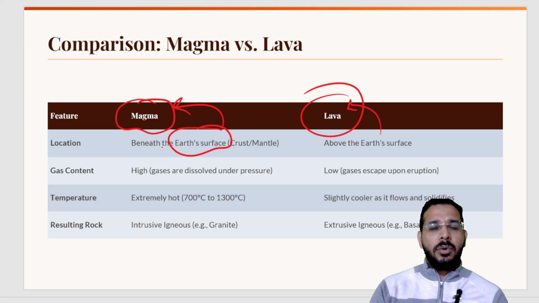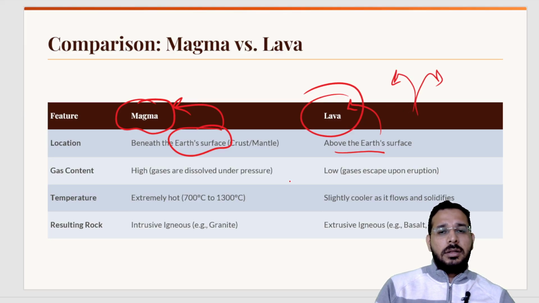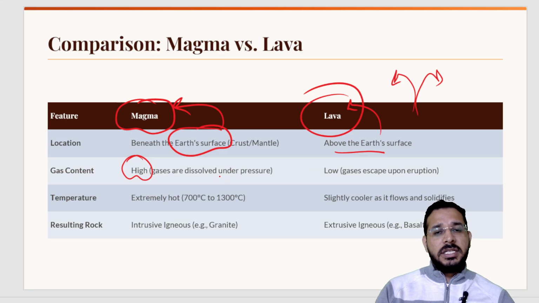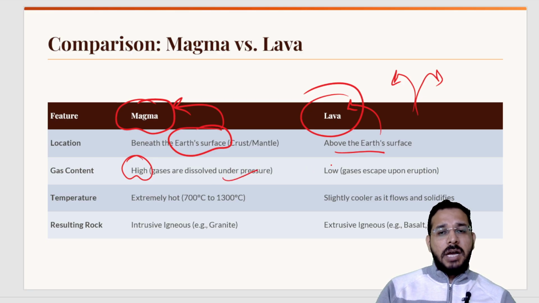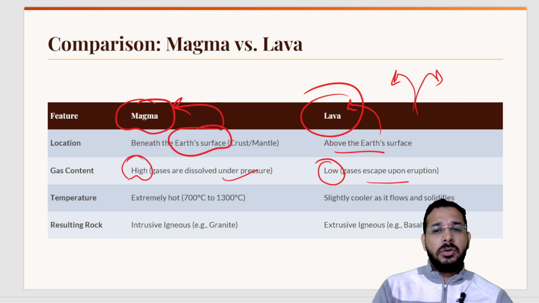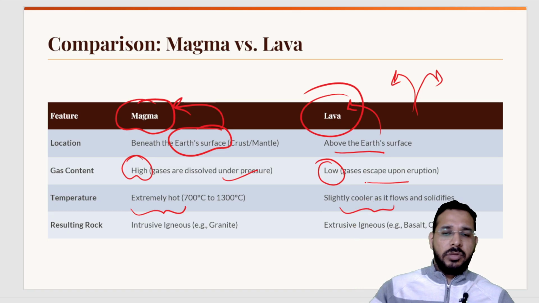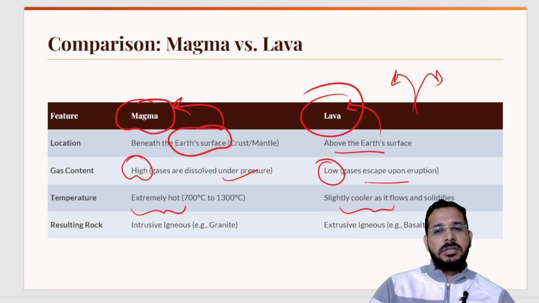So when this hot molten rock material is present beneath the earth's surface, it is called magma. When it comes out on the surface of the earth, it is called lava. The gas content will be very high in the magma. The gases are dissolved inside the magma because of the high pressure. In lava, the gases are less because they escape when the magma is erupting into the atmosphere. Temperatures are extremely hot in magma, whereas lava is slightly cooler because as soon as it comes above, it solidifies and reaches the normal temperature of its surroundings.